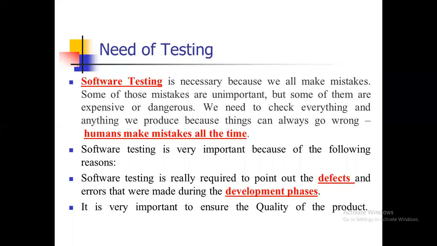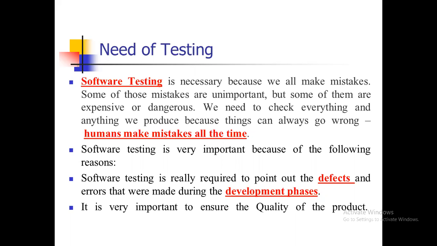So we need to check everything and anything we are going to produce, because things can always go wrong, like humans make mistakes all the time. When we are considering a software product, we need a quality product. So it may be possible that some mistakes will happen by the tester or by the human.